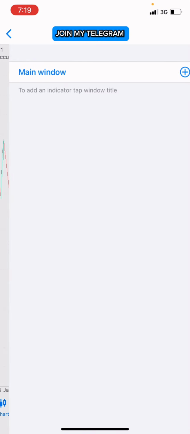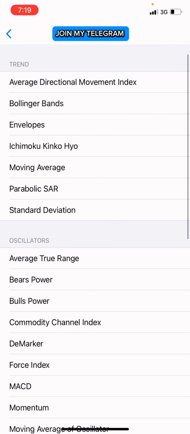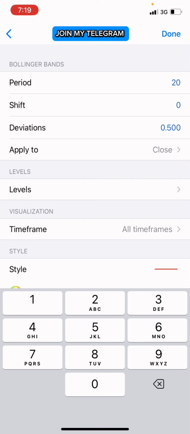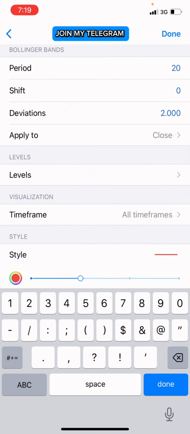Okay, now the first indicator we're going to use on the main window is going to be the Bollinger Band. So we'll go over to the indicator section and look for the Bollinger Band. For the Bollinger Bands, we'll put the period to 20, then the shift is going to be 0. Deviation, we're going to put that to 2.000. Then you apply to close.